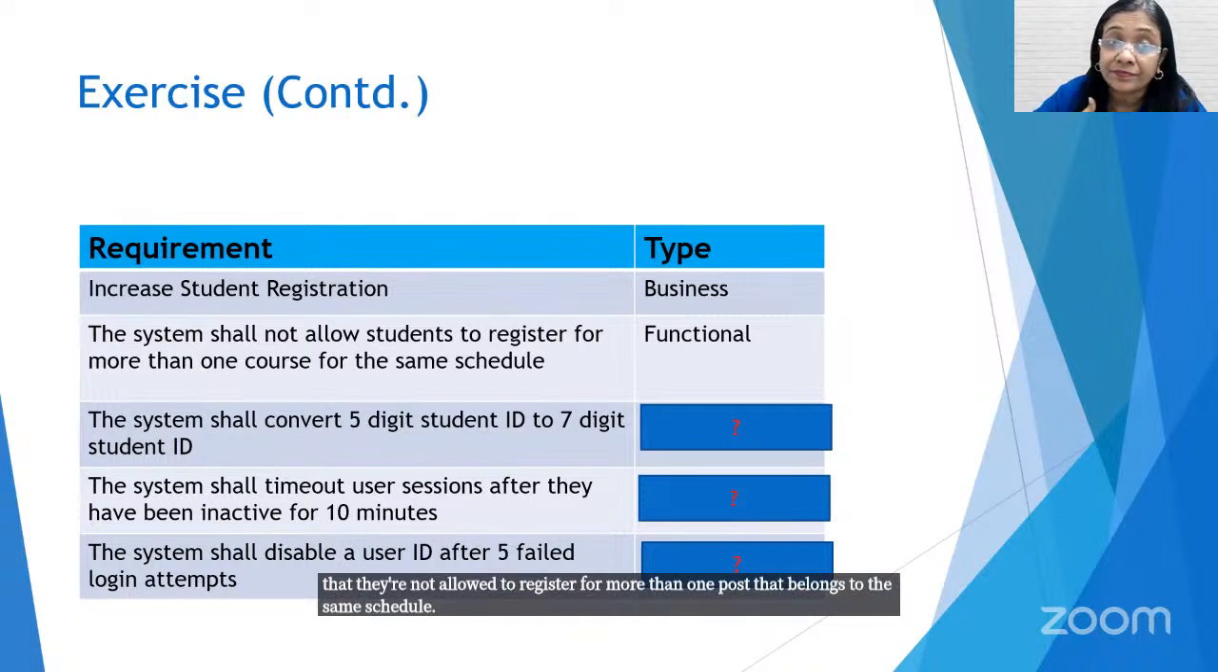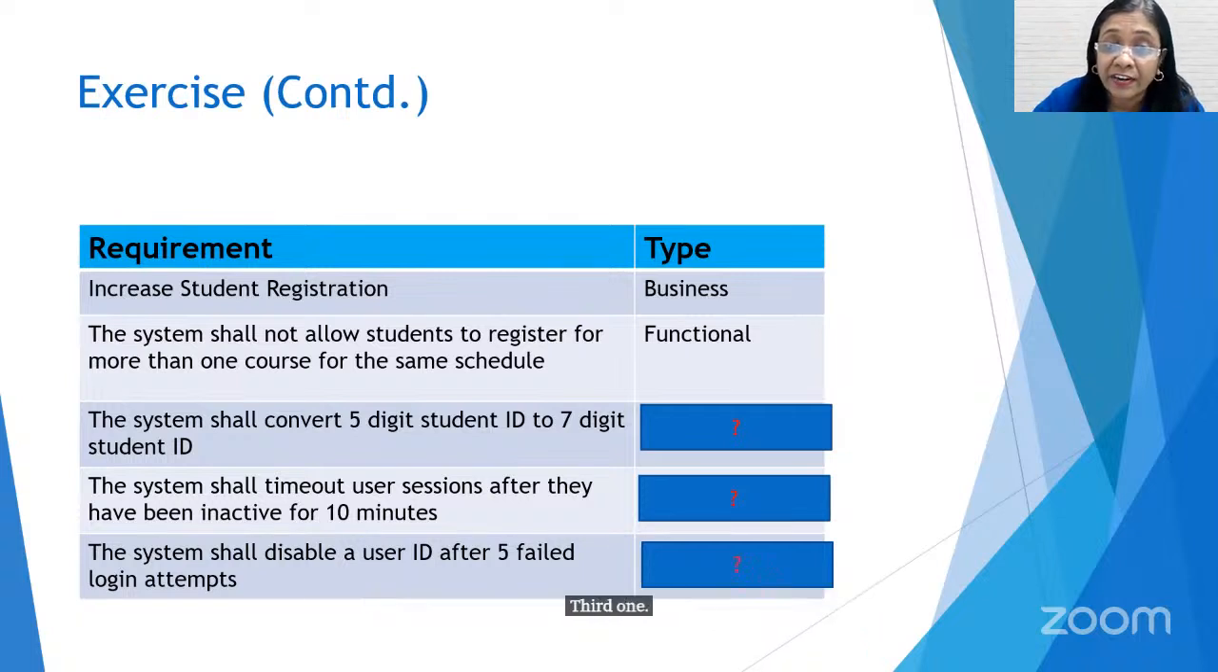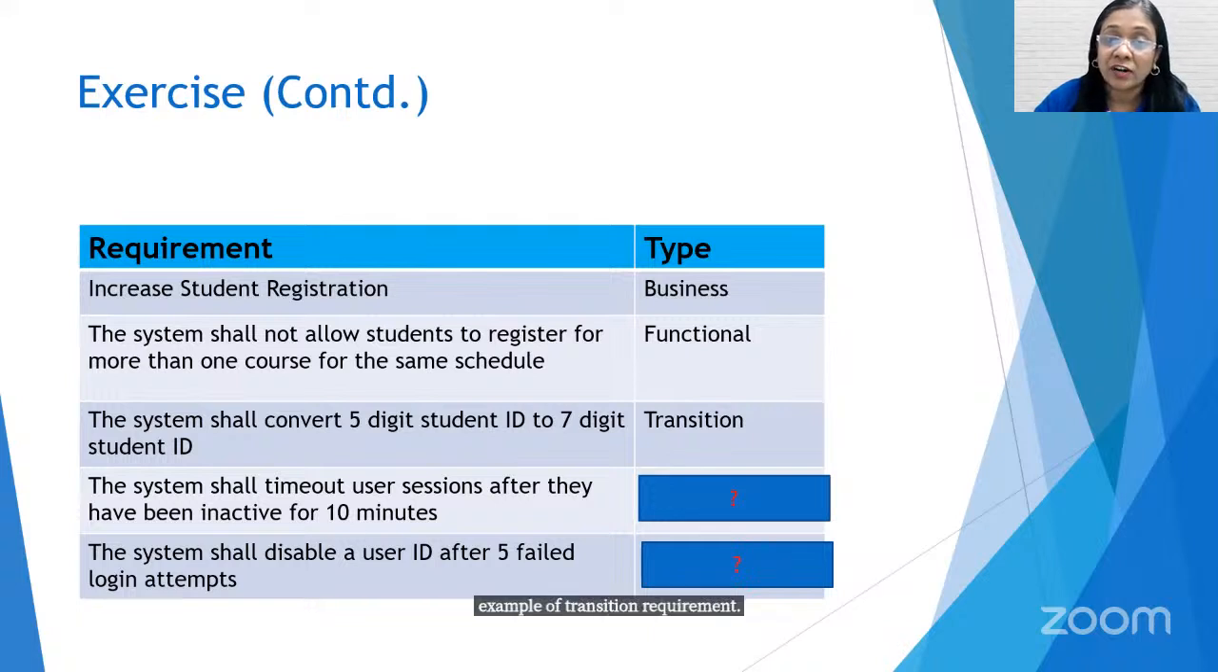The next one, third one, the system shall convert 5-digit student ID to 7-digit student ID. What's that? Very good. Some of you have got it. That's really nice. Good job, guys. So, example of transition requirement. The system shall time out user sessions after they have been inactive for 10 minutes.